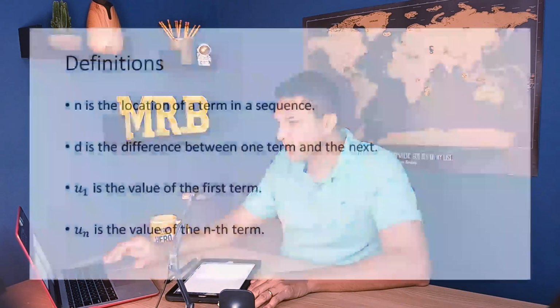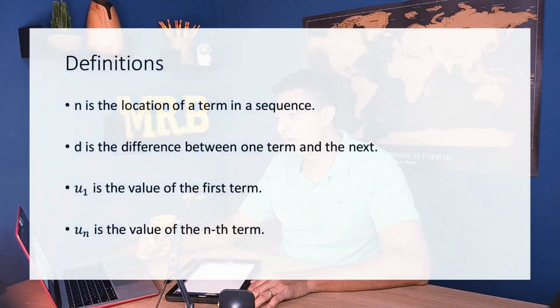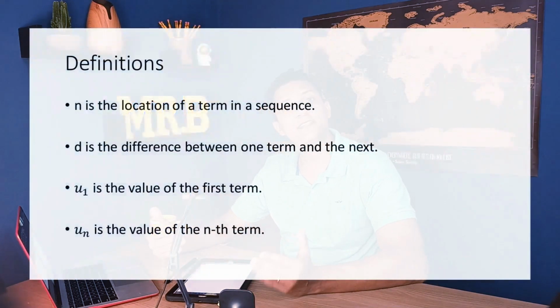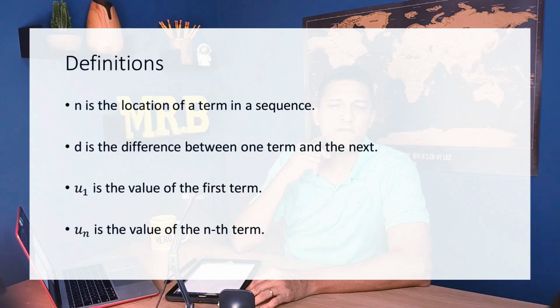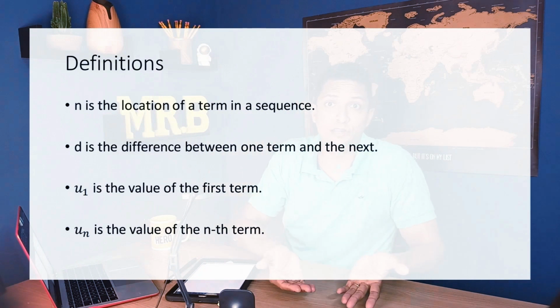Okay, so let's see first of all what are the different meanings of each of those variables that we have there. Okay, so the n is the location of each of the terms. So n is the position, first, second, third, fourth position, until the last one, the nth term. The d is the common difference, which is what we explained before, the number that we are adding to get the next term. Then we have u1, which is the first term, and un, which is the term we are looking for.